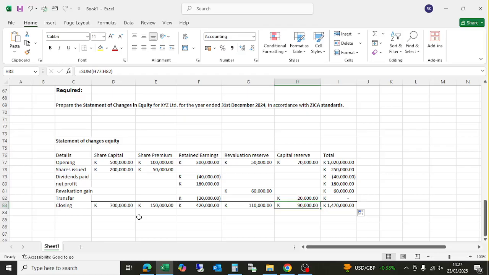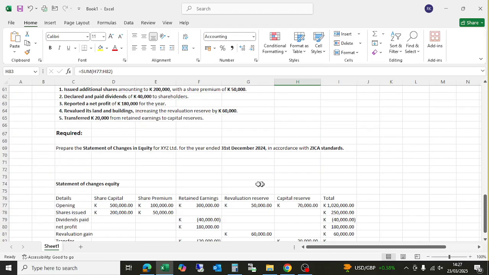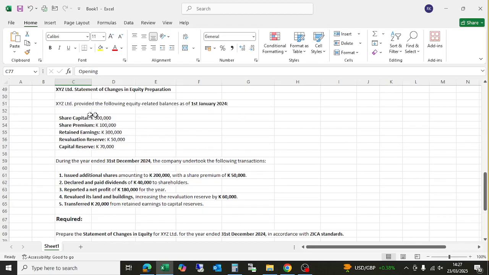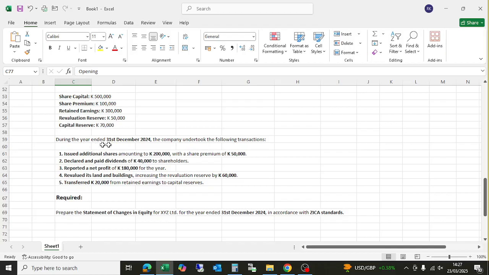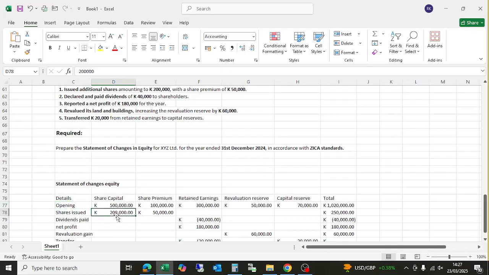Okay, so let's just quickly go through. They are saying we started with the capital. We put in the equity elements, the share capital, the share premium, the retained earnings, the revaluation reserve, and the capital reserve. And I had my total here. And then we had the opening balance as at the 1st of January. These are opening balances. And then they're saying during the year ended 31st December 24, the company undertook the following transactions. It issued additional shares of 200,000 kwacha. That's this 200,000 kwacha, which we added to the share capital. And then the shares that were issued had a 50,000 kwacha share premium, which increased the share premium value.